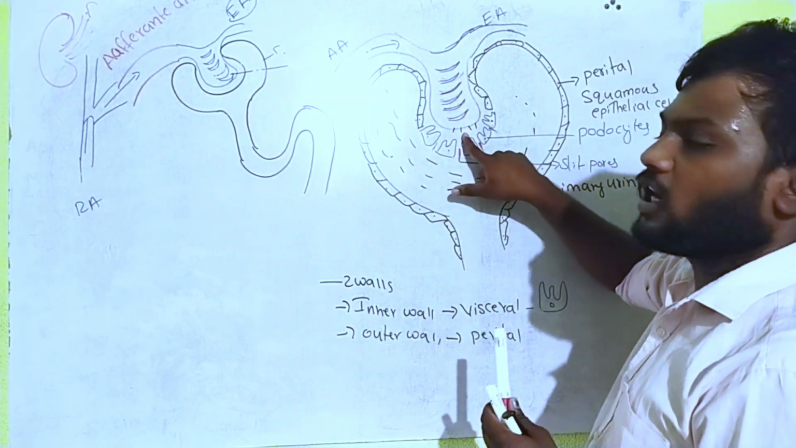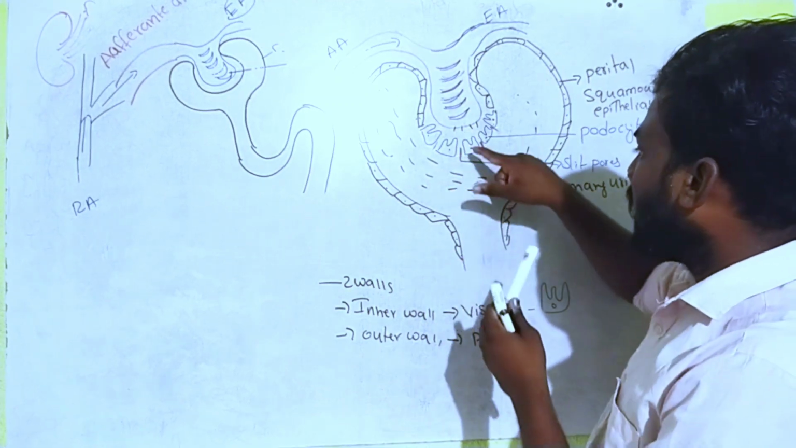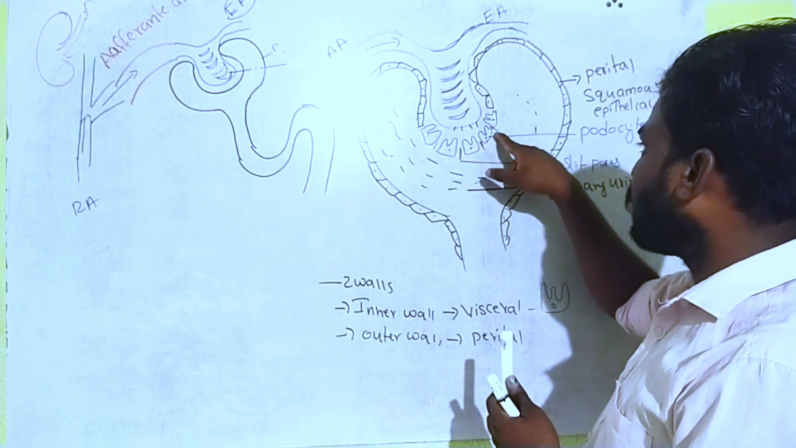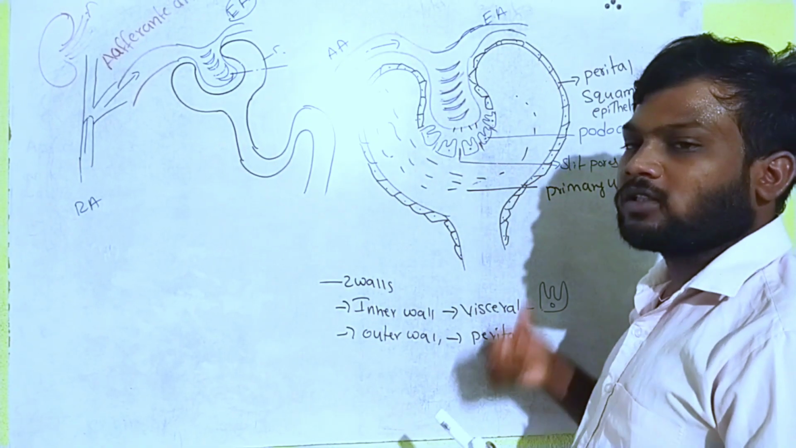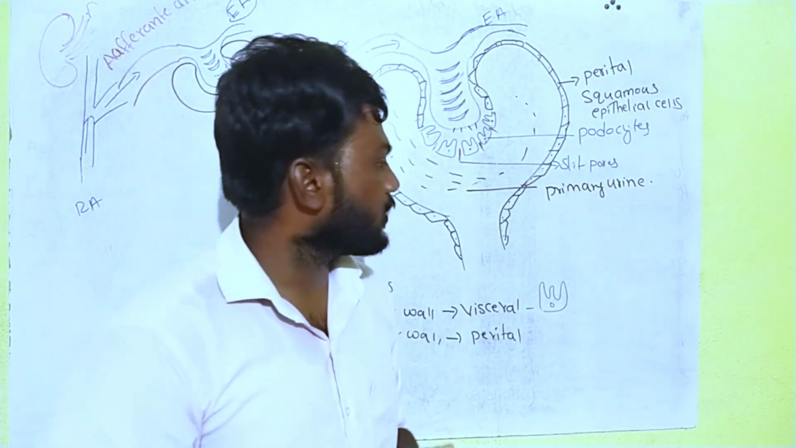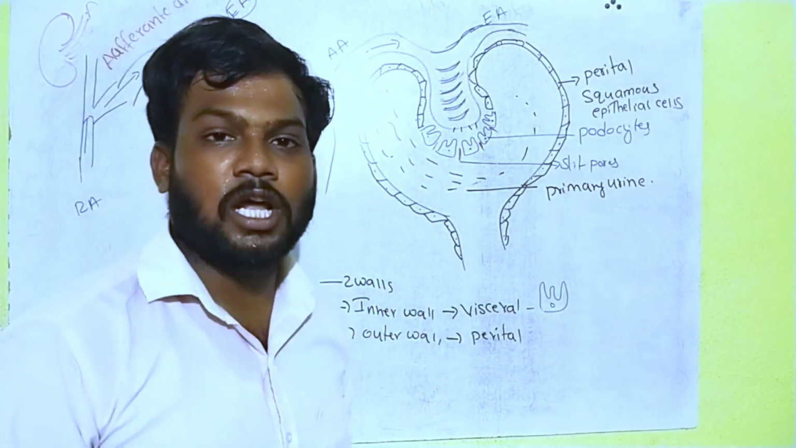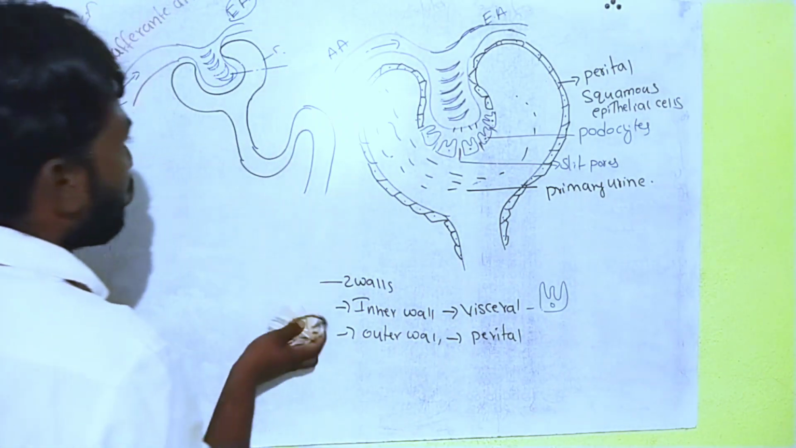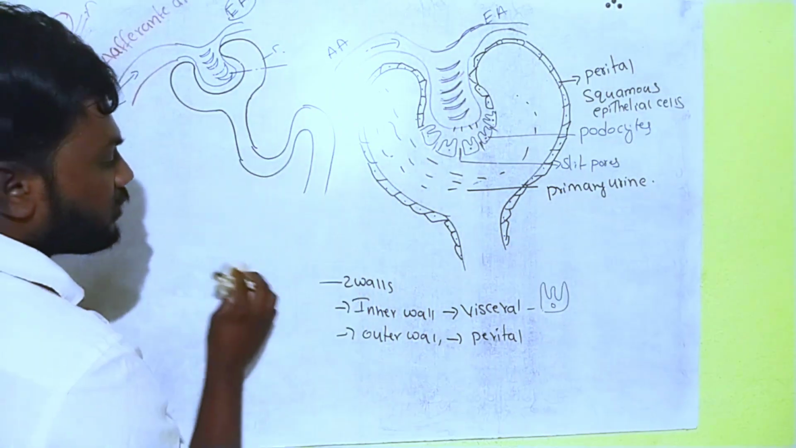Here, what is the filtered fluid? The filtered fluid comes into the Bowman's capsule through the slit pores. This is the Malpighian body. Now we are going to discuss the renal tubule. Renal tubule means very easy. I hope all of you understand this concept.